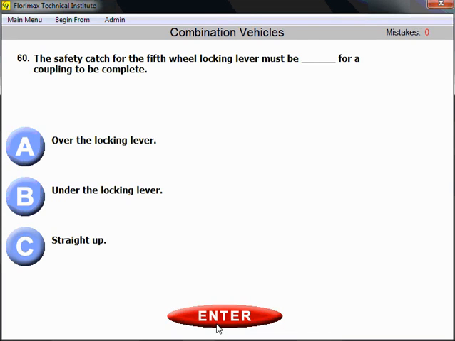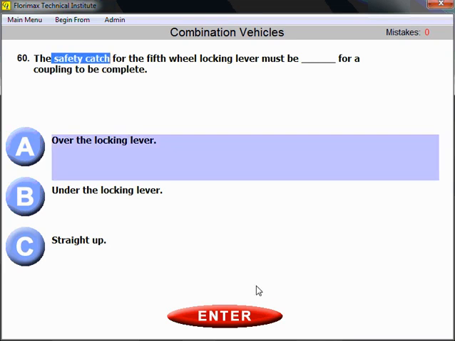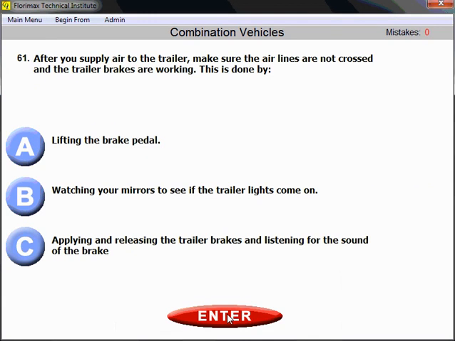Question number 60. The safety catch for the fifth wheel locking lever must be in what position for a coupling to be complete? Even if you don't know what the safety catch is, it should be over the locking lever. Just remember, over, because it's physically impossible for this device to be under, to be straight up. It should be over the locking lever. Just remember, the safety catch for coupling to be complete should be over the locking lever. That's it.